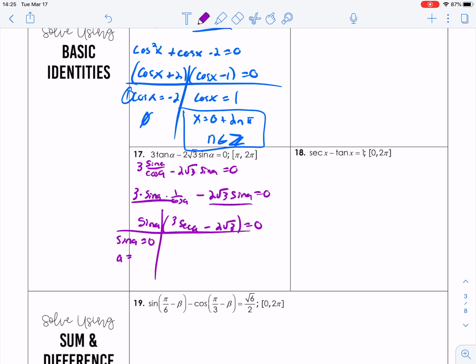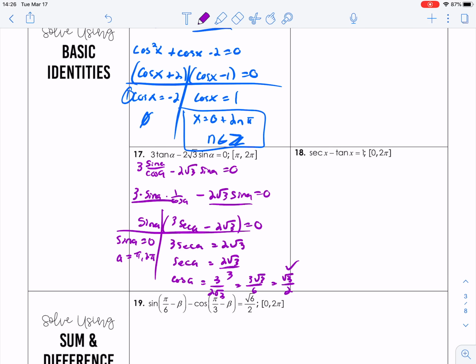So A is going to be equal to, since this is the third and fourth quadrant, pi or 2 pi. It can also be 0, but 0 is not in that quadrant. All right, so here we go. 3 secant of A equals 2 square roots of 3. Secant of A equals 2 square roots of 3 over 3. I would change that to cosine, which is going to equal 3 over 2 square roots of 3, which equals 3 square roots of 3 over 6, which equals square root of 3 over 2.